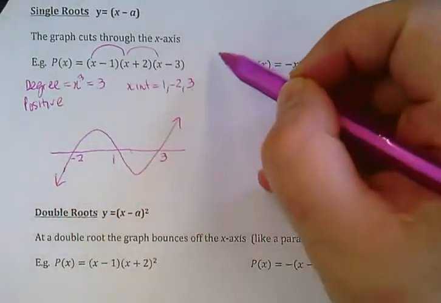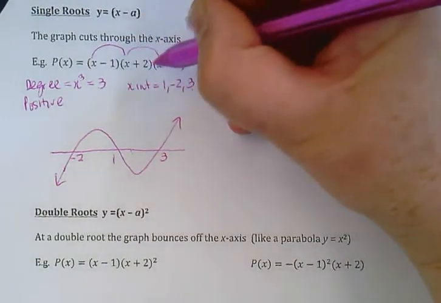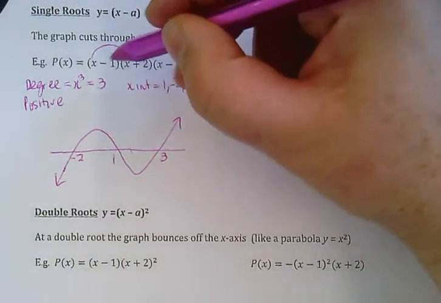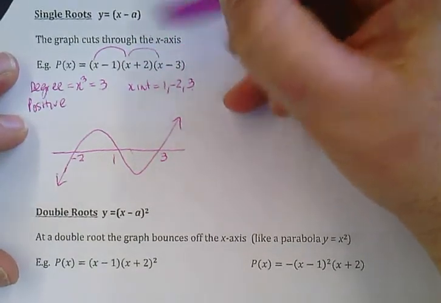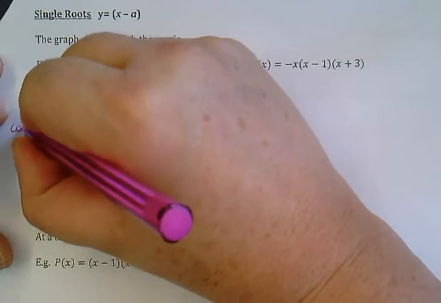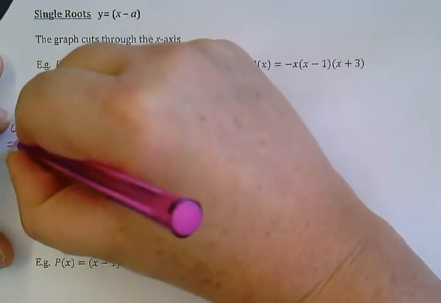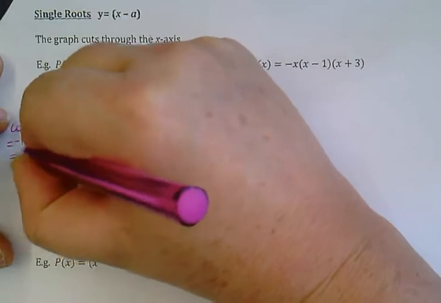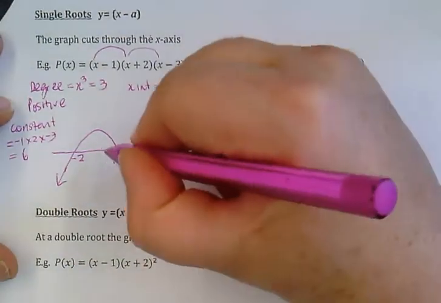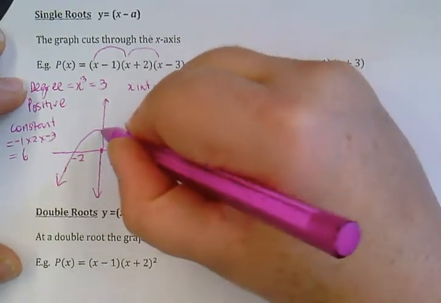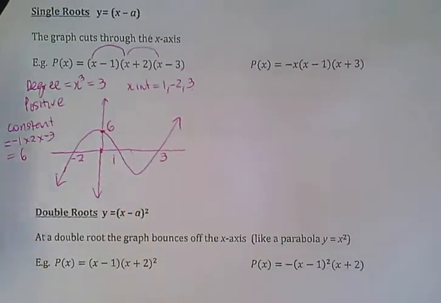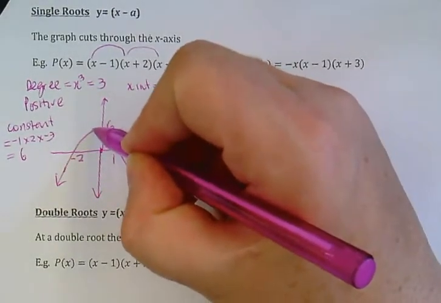It's that shape. Okay, if I multiply the 3 constant terms, what do I get? 6. Negative 1 times 2 times negative 3. So the constant term is negative 1 times 2 times negative 3, which is positive 6. So when x is 0, y would be positive 6. So this point here is 6, if I had to sketch it. Now, that's just a real quick sketch. We haven't done calculus, so I don't know where this turns.